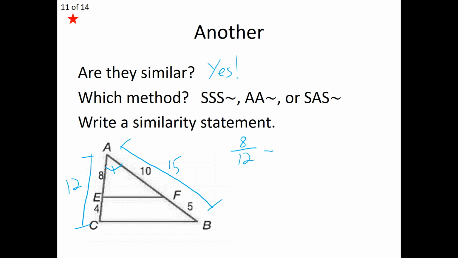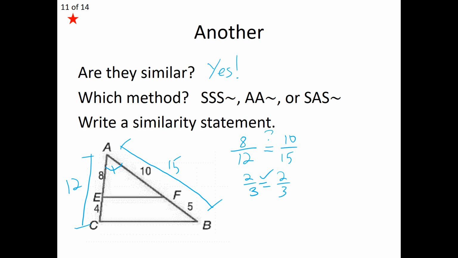Let's test that against the other pair of sides, 10, which is the segment of the smaller triangle, ratioed with 15, the length of the larger side of the triangle. The question is, are these the same ratio? Because if they are, then we have proportional sides. So 8 over 12 simplifies, where you could divide 4 out of both of those. That gives us 2/3. And 10/15, 5 divides into both of those, giving us 2/3.